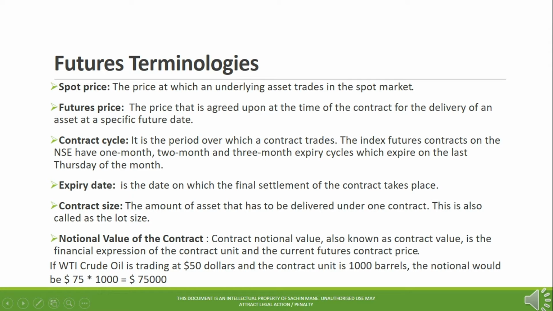Notional value of the contract, also known as contract value, is the financial expression of the contract unit and the current futures contract price. For example, if WTI crude oil is trading at $75 per barrel, and the contract size is 100 barrels, the notional amount would be $75 times 100 equals $7,500.